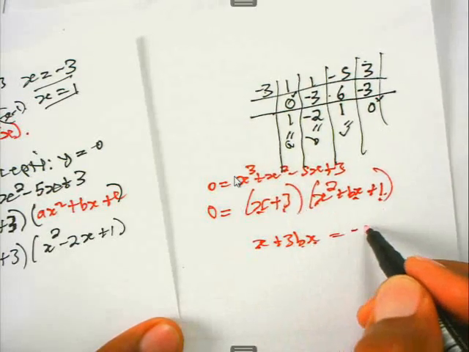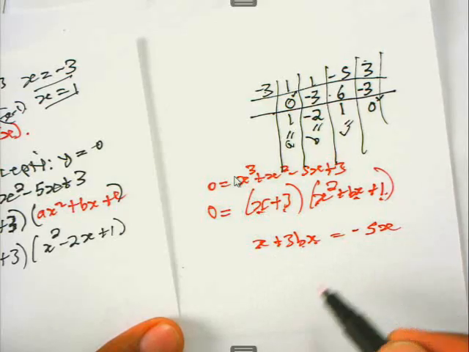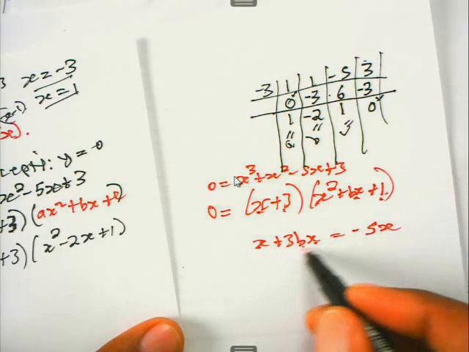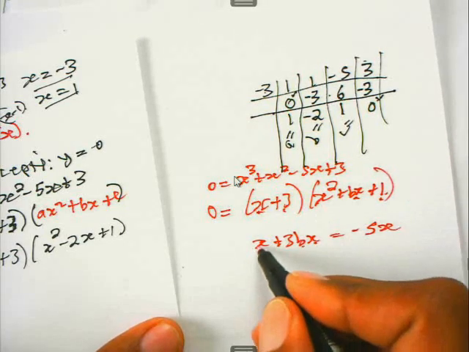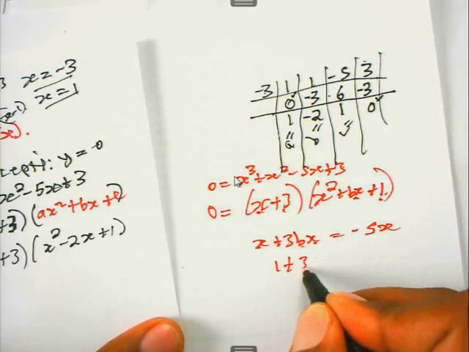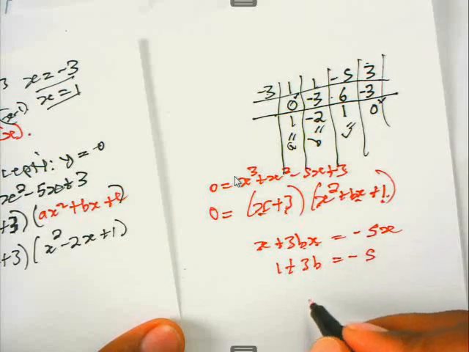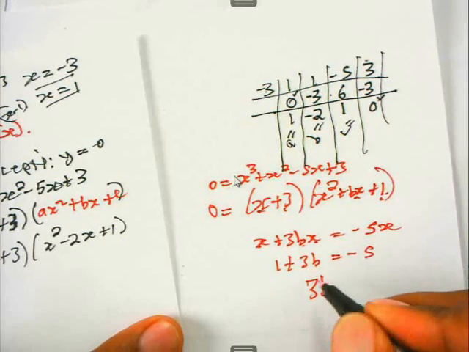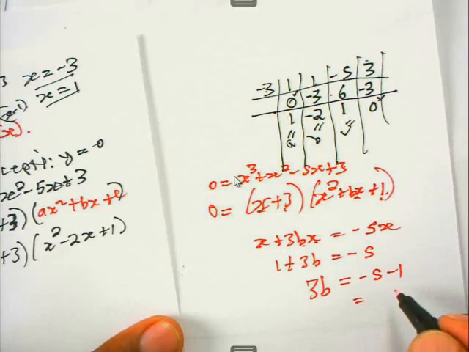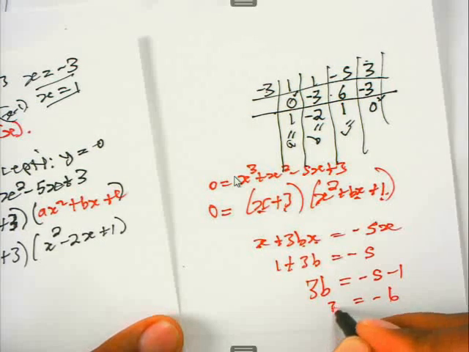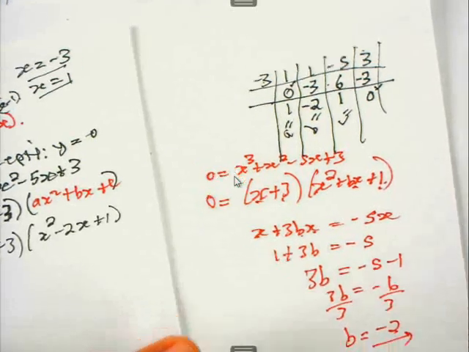This one must give us minus 5x. Good. When I add this one or minus this one, they must give me minus 5x, because the exponent there is 1. And now from here, it's 1 plus 3b is equals to minus 5. Good. And now I can take 1 to the other side. Then I have 3b is equals to minus 5 minus 1. Minus 5 minus 1 is minus 6. That is 3b. I divide by 3, I divide by 3. Therefore, b there is a minus 2.